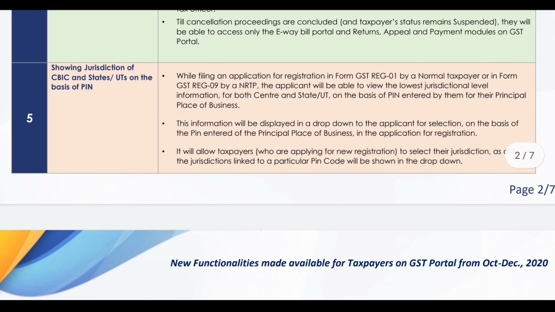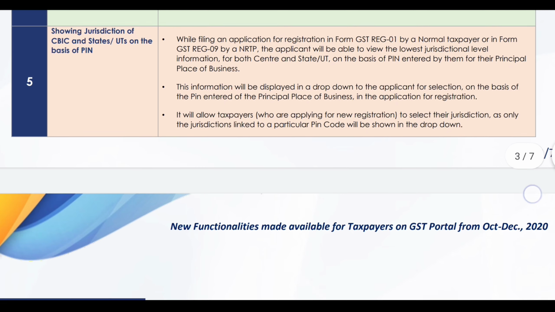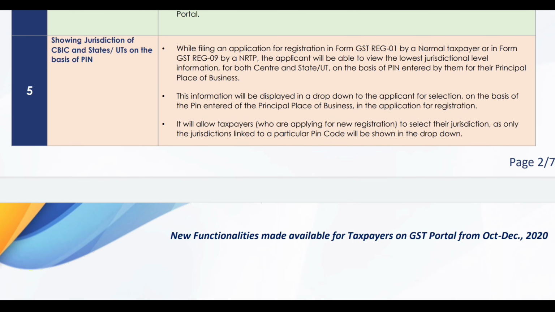And number 5, showing jurisdictional CBIC and state or union territory on the basis of PIN. While applying for registration in form REG 1 by the normal taxpayers or REG 09, the applicant will be able to view the lowest jurisdictional level information for both central and state on the basis of the PIN number entered by the taxpayer based on the principal place of business. This information will be displayed in a drop down in the application on selection on the basis of the PIN code entered by the taxpayer. You can check while you are applying for the registration.